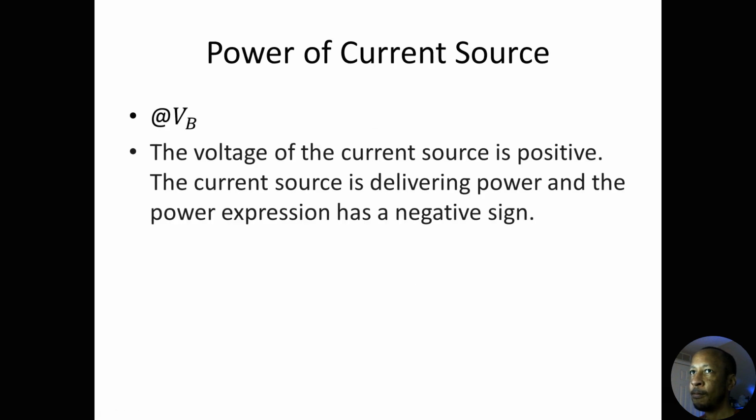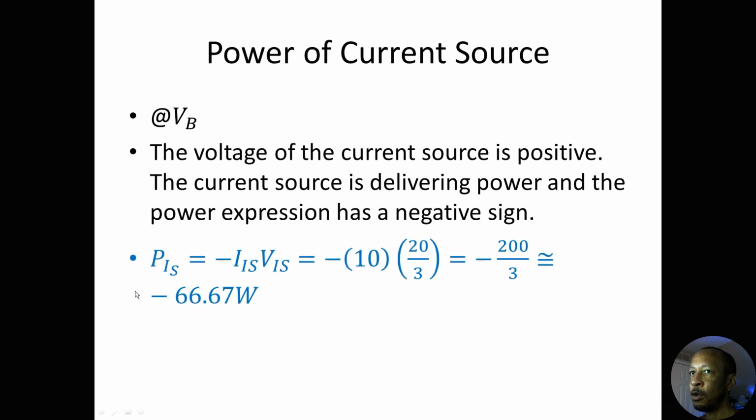Next, the power of the current source. At VB, the voltage of the current source is positive. The current source is delivering power and the power expression has a negative sign. So power of IS equals negative IIS times VIS equals negative 10 times 20 over 3, which equals negative 200 over 3, which is approximately equal to negative 66.67 watts.